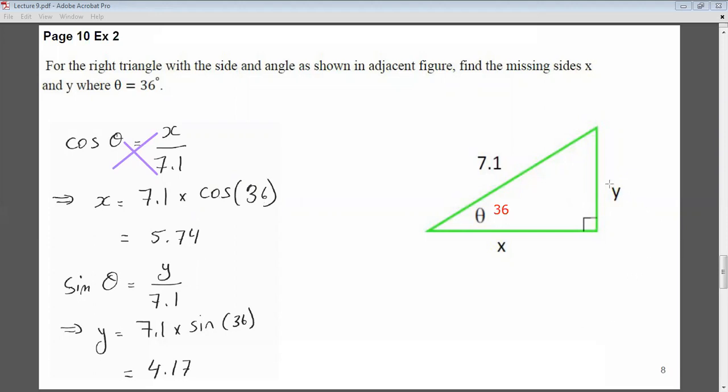To get y, y is the opposite of theta. I have theta, I have the hypotenuse, so I use sine theta equal y over 7.1. So y equals 7.1 sine 36, and this will be 4.17. Okay, let's move on.